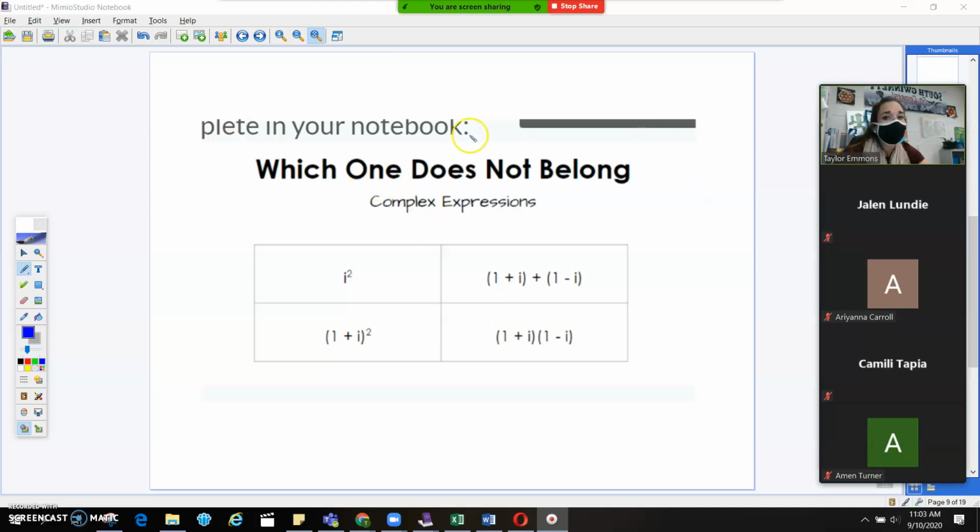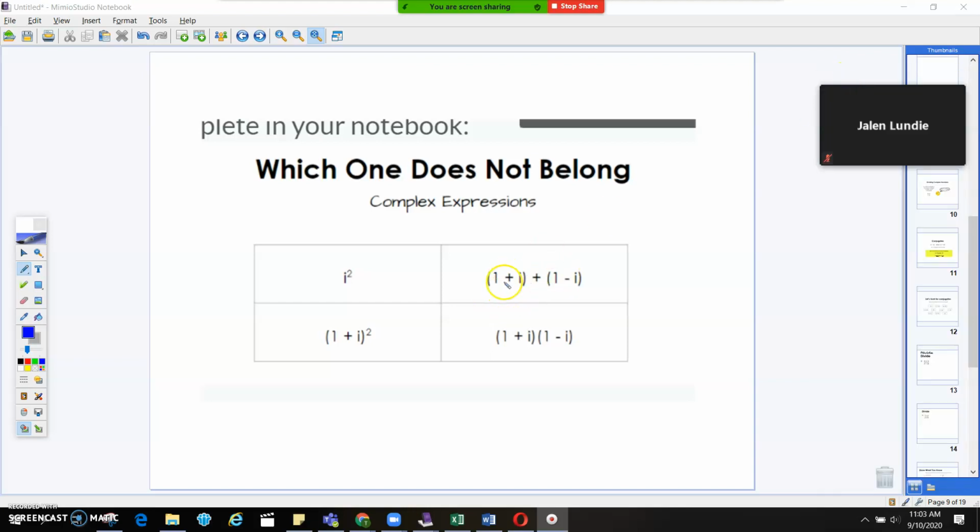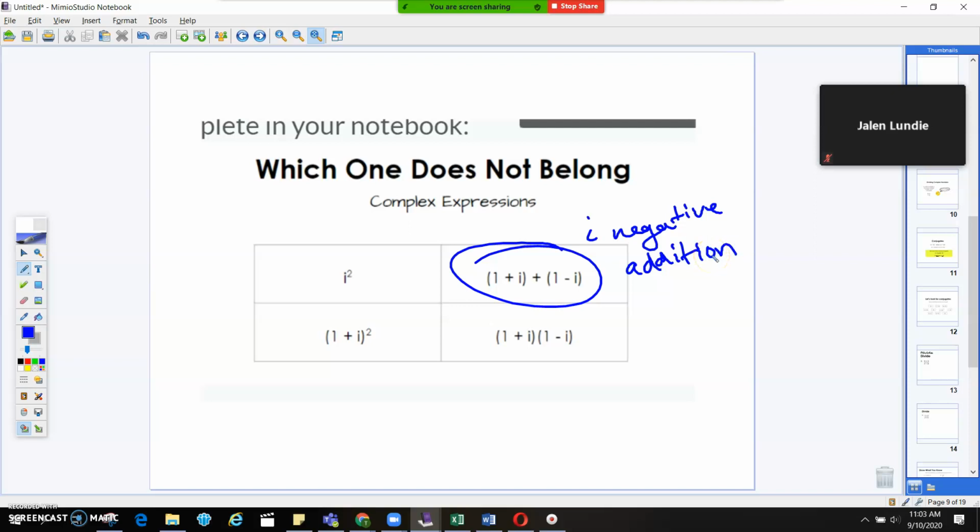All right. So for this, which one doesn't belong? What did y'all get? Which one? This one right here? That one? So why does that one not belong? Okay, because the i is negative. Okay. It also is the only one that has addition, right? Okay, cool. All right, what else?